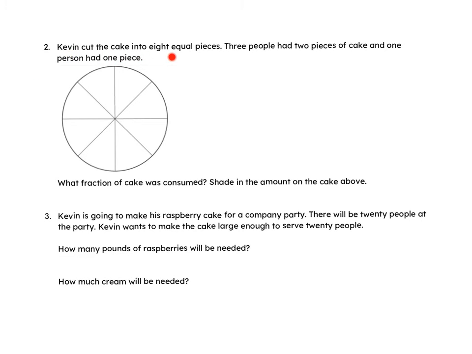Kevin cut the cake into 8 equal pieces. 3 people had 2 pieces of cake, and 1 person had 1 piece. What fraction of cake was consumed? Shade in the amount on the cake above.